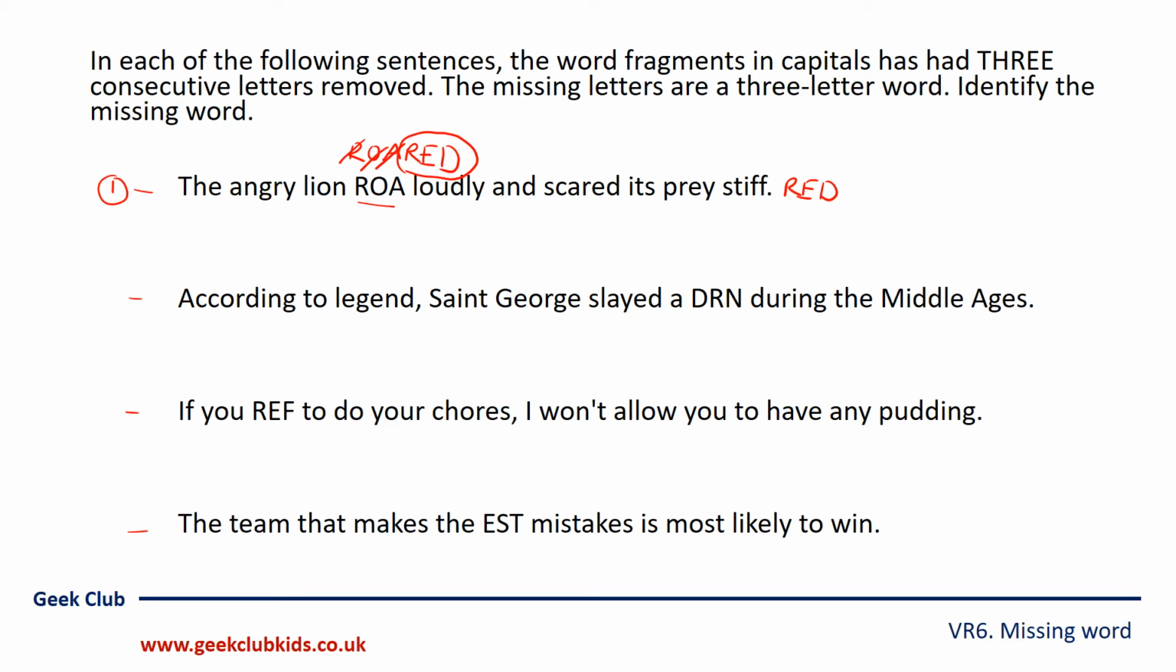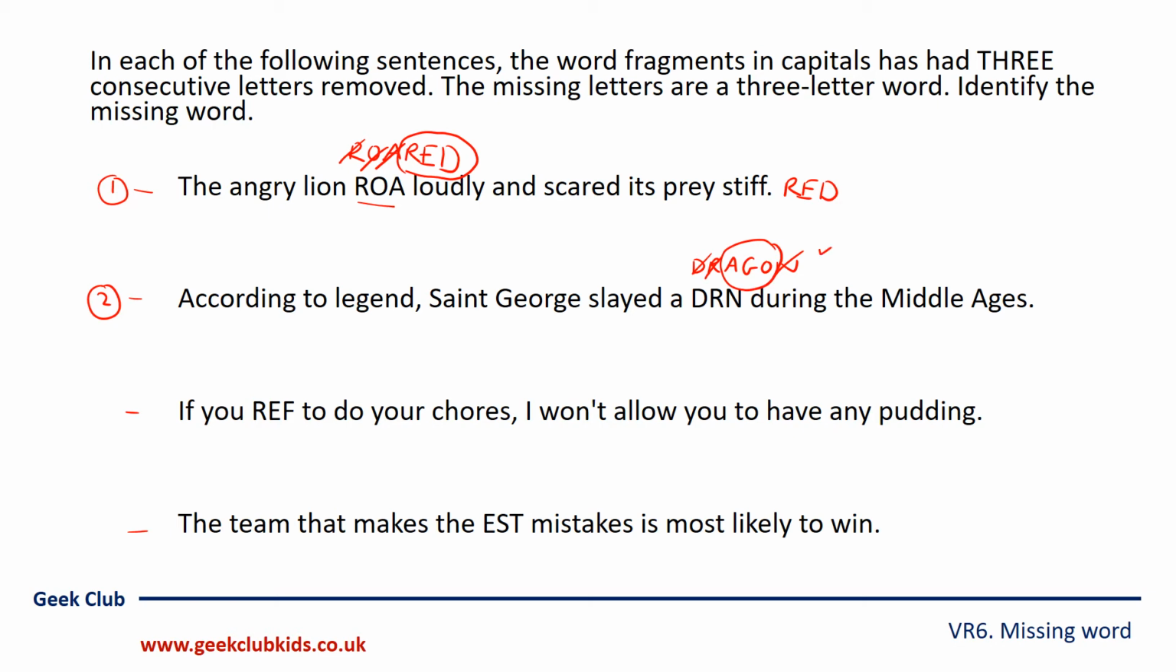Number 2. According to legend, St. George slayed a something during the Middle Ages. Well, you probably know the story of St. George slaying a dragon. And that would fit here because we're given DR and N already, the DRN, which means the 3-letter word we need to insert into DRN is AGO, and that is a real word.